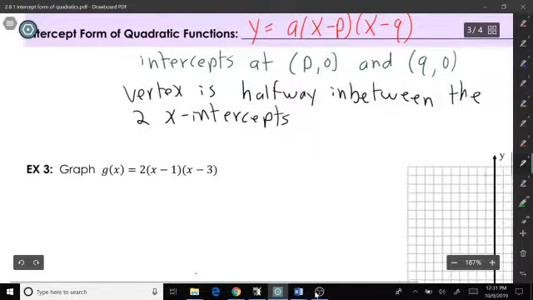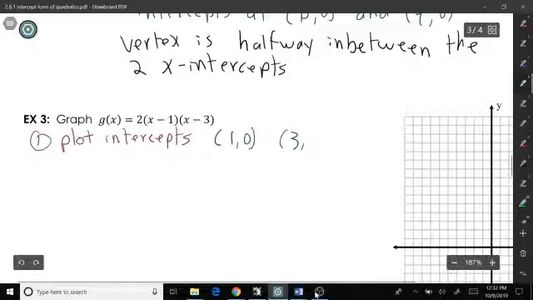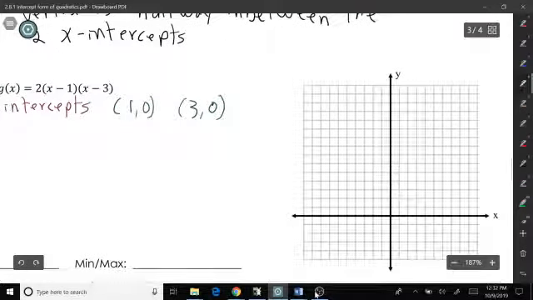So we're going to graph this example here. The first thing we want to do is plot intercepts. So our intercepts are going to be positive 1 comma 0 and positive 3 comma 0. So I'm going to go and plot those. 1 comma 0.